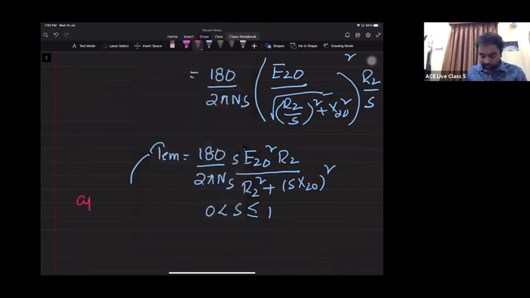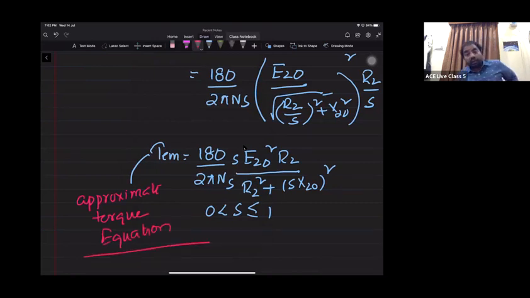This I call it as approximate torque equation. Approximate torque equation. Done. Right? Why I'm calling it an approximate torque equation means only the rotor circuit parameters are given.